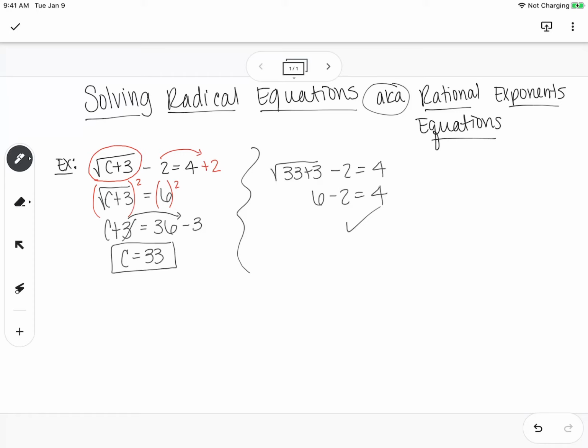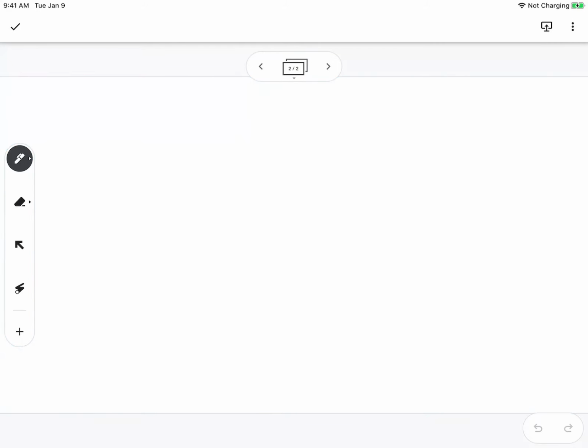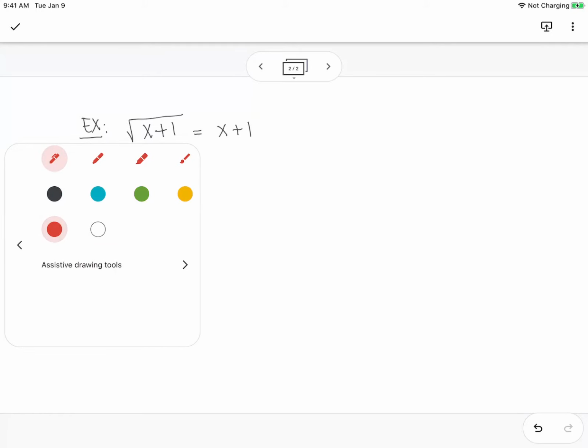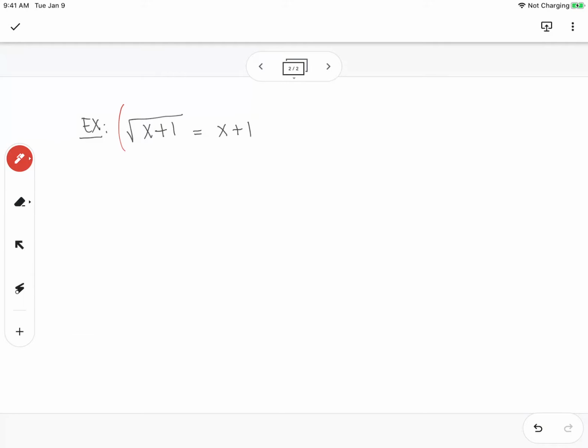So let's take a look at another example. This is going to be another square root problem. If I have the square root of x plus 1 equals x plus 1. All right, so my radical is isolated. I don't have anything in front of it or behind it, so I am ready to take the square of both sides. Remember, we square both sides in order to eliminate the radical sign.